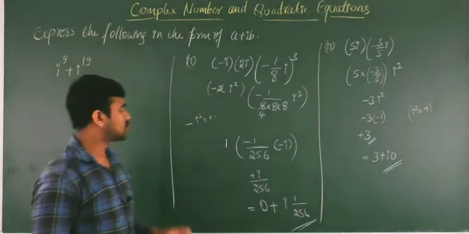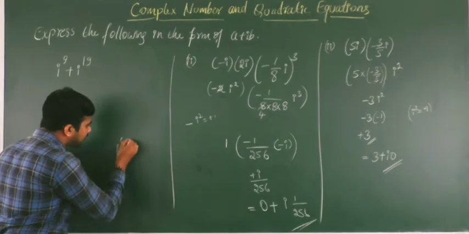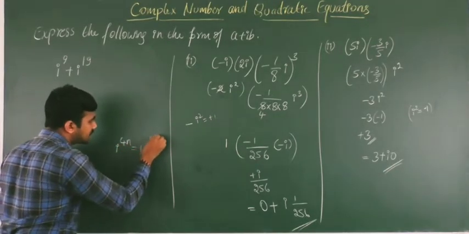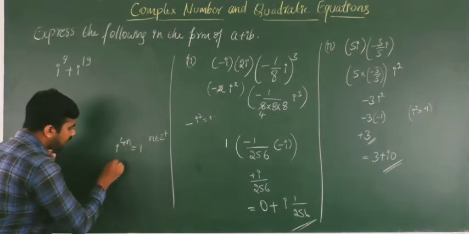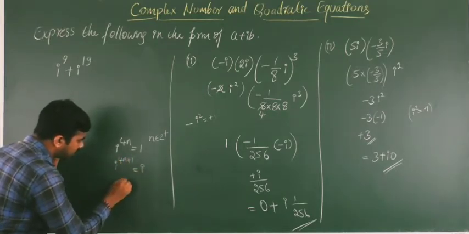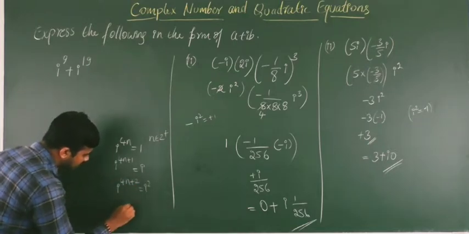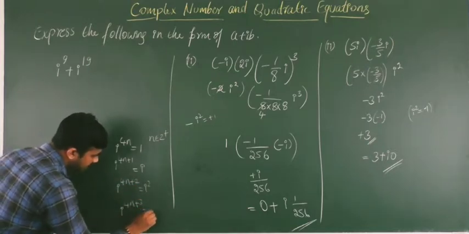See here, dear students, we know the value of i to the power 4n is equal to 1, where n is a positive integer. i to the power 4n plus 1 is equal to i. i to the power 4n plus 2 is equal to i square. i to the power 4n plus 3 is equal to i cube.